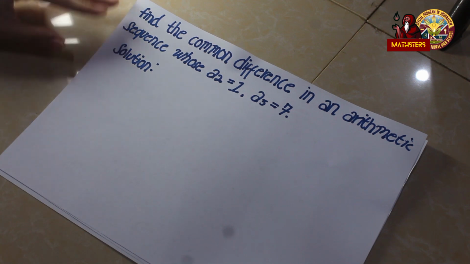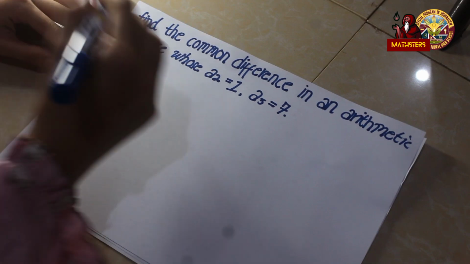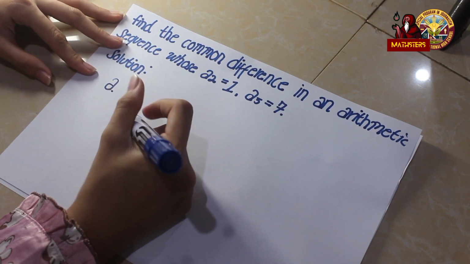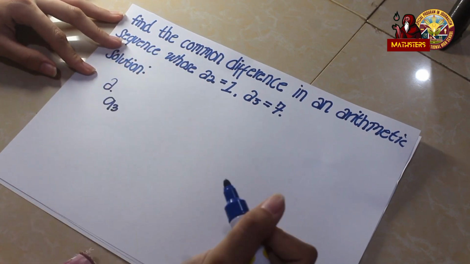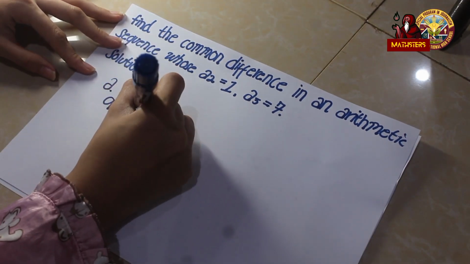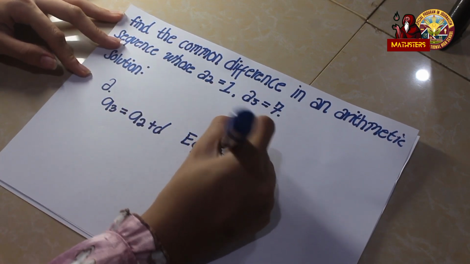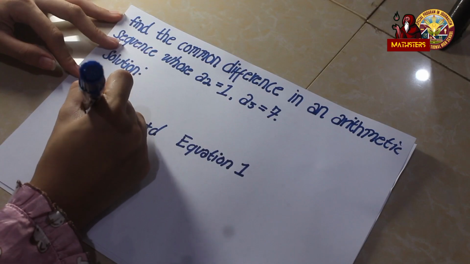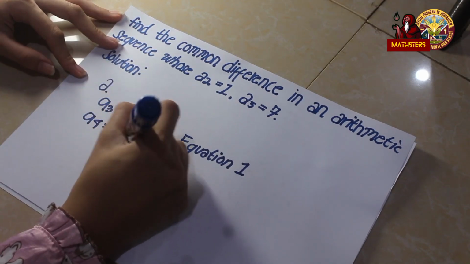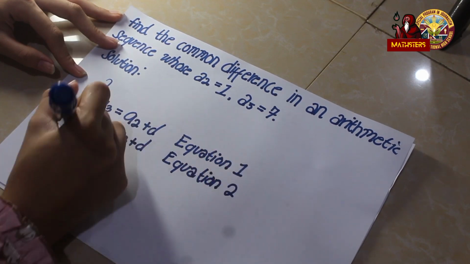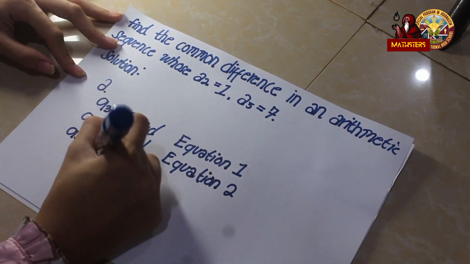Recall the formula to find a term in an arithmetic sequence. To find the nth term, we add the common difference to the preceding term. For instance, a sub 3 equals a sub 2 plus d. Let's apply this formula to find the expression for a sub 4 and a sub 5. We have a sub 4 equals a sub 3 plus d and a sub 5 equals a sub 4 plus d.